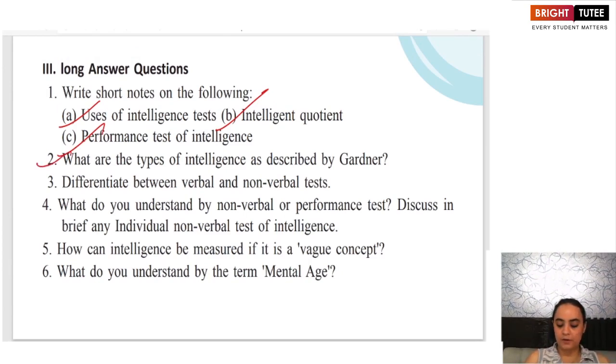What are the types of intelligence as described by Gardner? The multiple intelligence theory. There are 8 types of intelligence. You'll have to name them and write about them.